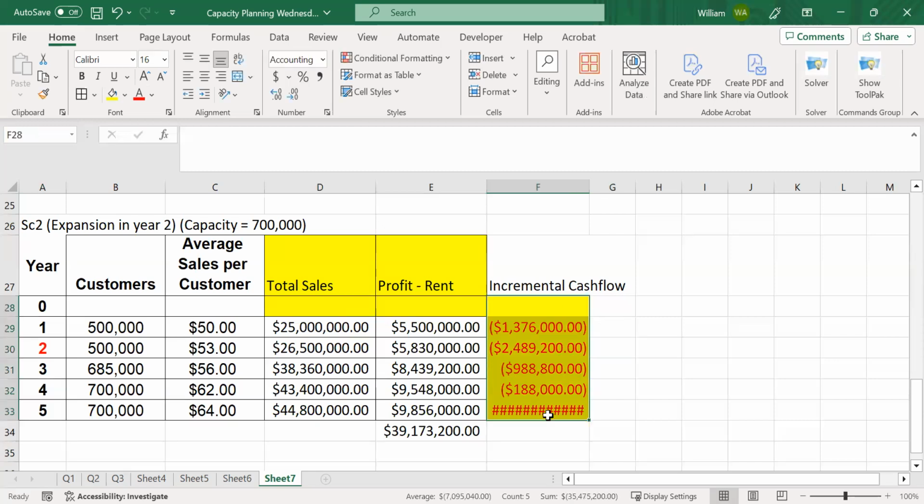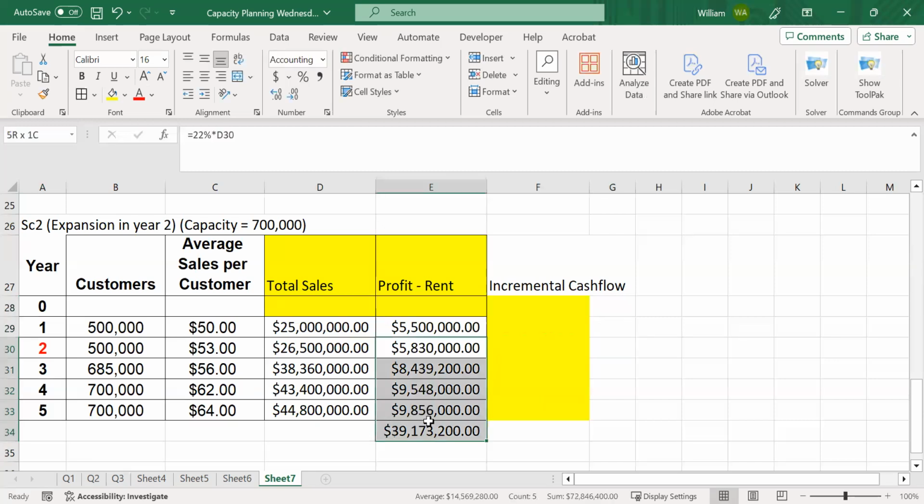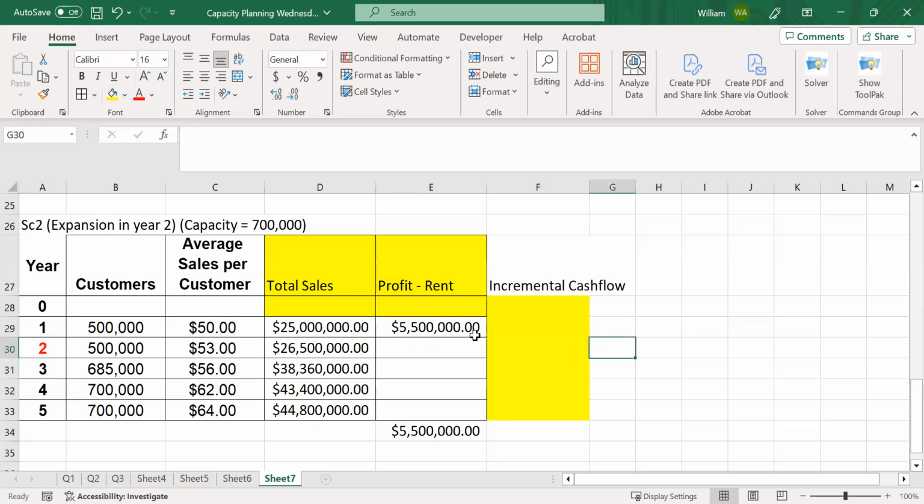Let's clear this because it's going to be confusing. Let's start with just year 1. So at the end of year one, all that we're getting is a profit of 5.5 million. There's no rent to pay, no extra rent. There's no facility cost involved. I'm going to drag this formula down to year two.